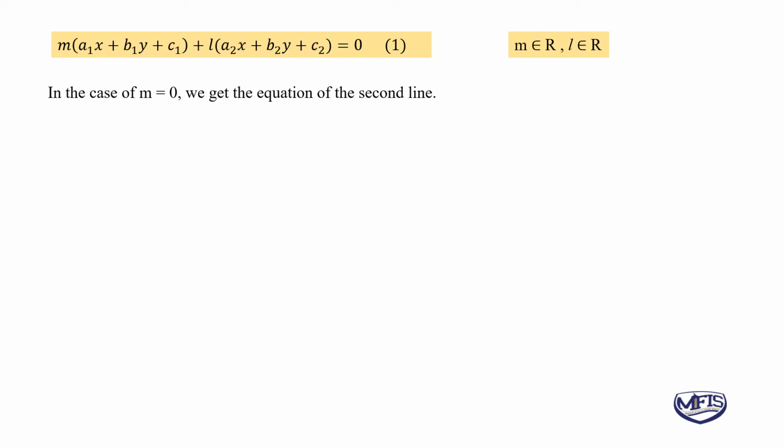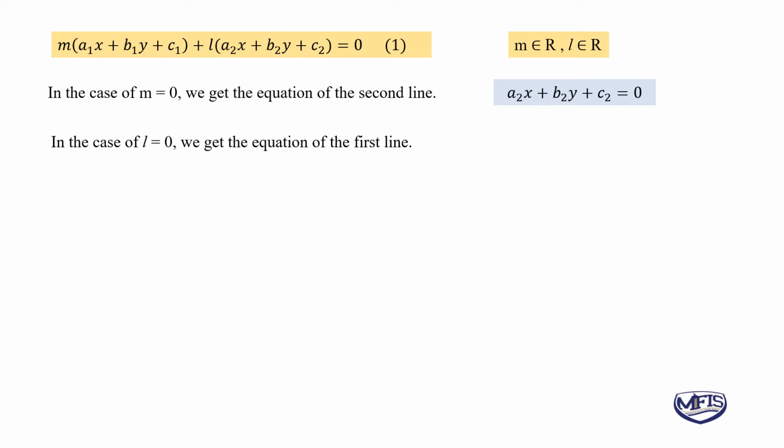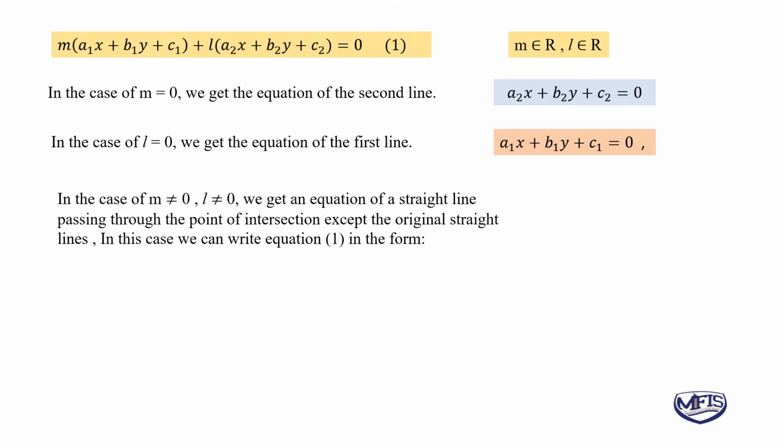In this case, if m equals 0, we get the equation of the second line, a2x plus b2y plus c2 equals 0, and in the case of L equals 0, we get the equation of the first line, which is a1x plus b1y plus c1 equals 0. If m is not equal to 0 and L is not equal to 0, we get an equation of a straight line passing through the point of intersection except the original straight lines.